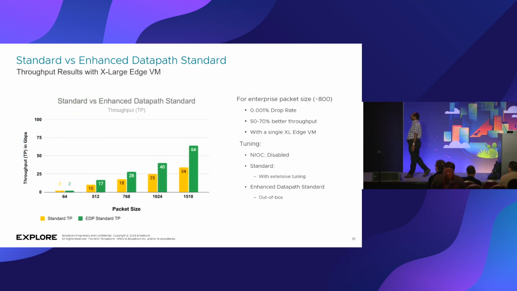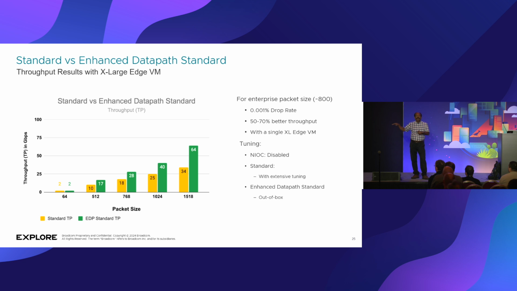So, what does the performance look like? Let's take an easier one. This is the throughput. Green is the enhanced data path standard throughput. Yellow is the standard, the current data path throughput. That 34 gig, by default, you might get about 20, 25 gig. That 34 gig is because there's a whole bunch of tuning that went into it to get to that level.